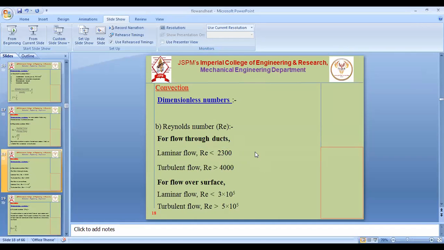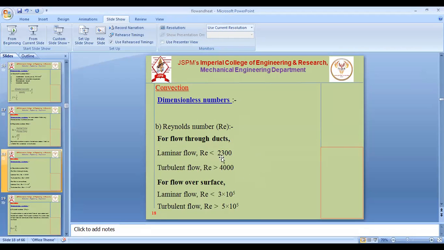Okay. But the drawback is what? There is less heat transfer. Please understand, pressure drop is less as well as heat transfer is less. In turbulent flow, what happens? Pressure drop is more and heat transfer is more.